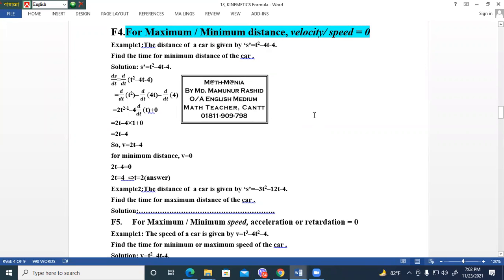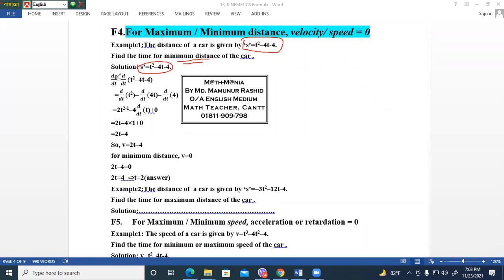This is the question for you. Here also distance is given. The distance equals t square minus 4t minus 4. So find the time for minimum distance. I told you for minimum distance, velocity or speed is 0. That means you have to find the speed.